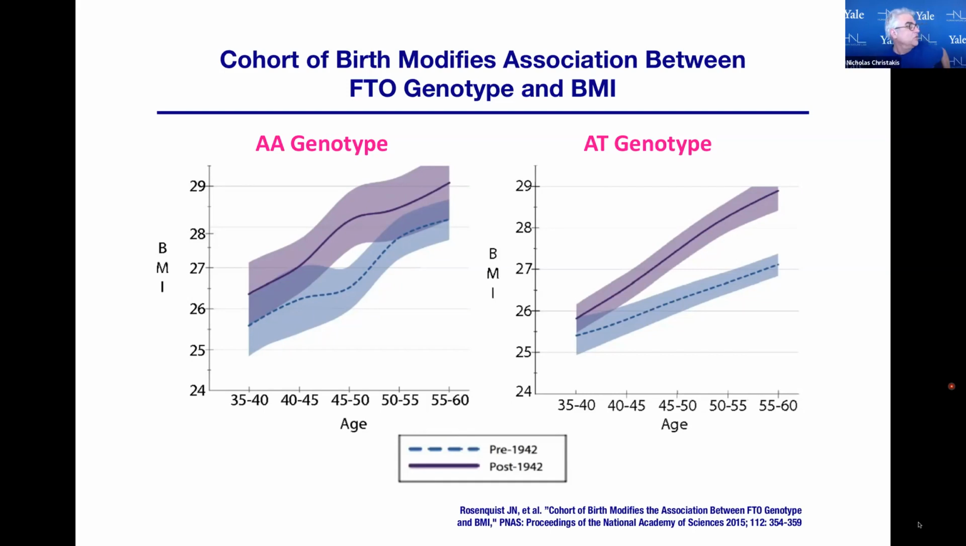So for example, here is the effect of the big A genotype, the AA genotype, on your body mass index on the y-axis, and your age on the x-axis. If you have the AA genotype, as you get older, you get fatter. And this happened to people who were born before 1942, in the light blue, and people who were born after 1942, in the purple. It didn't matter when you were born. As you got older, you got bigger. However, for people with the AT genotype, we see a gene by environment interaction effect. There is a steeper gradient if you have the AT genotype and were born after 1942 than before 1942.